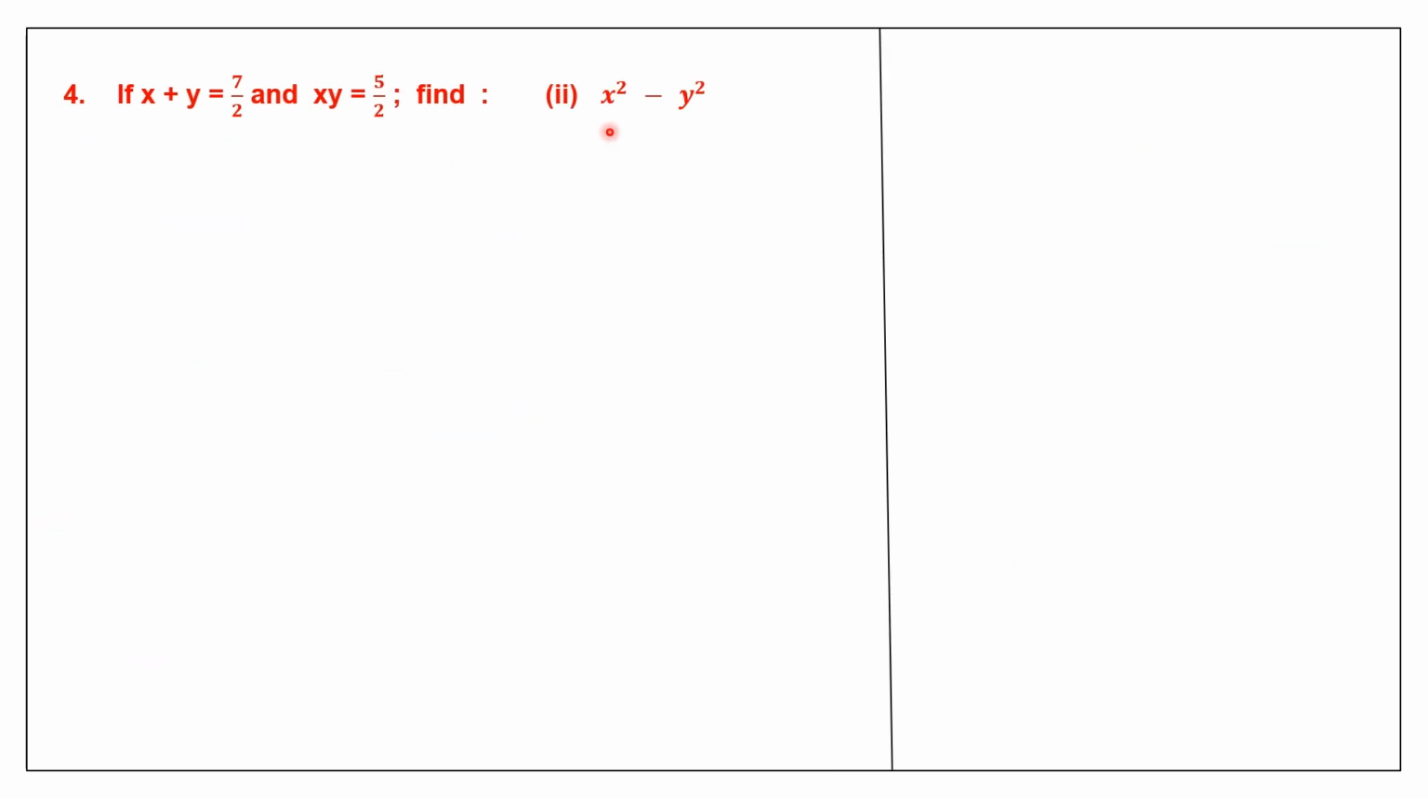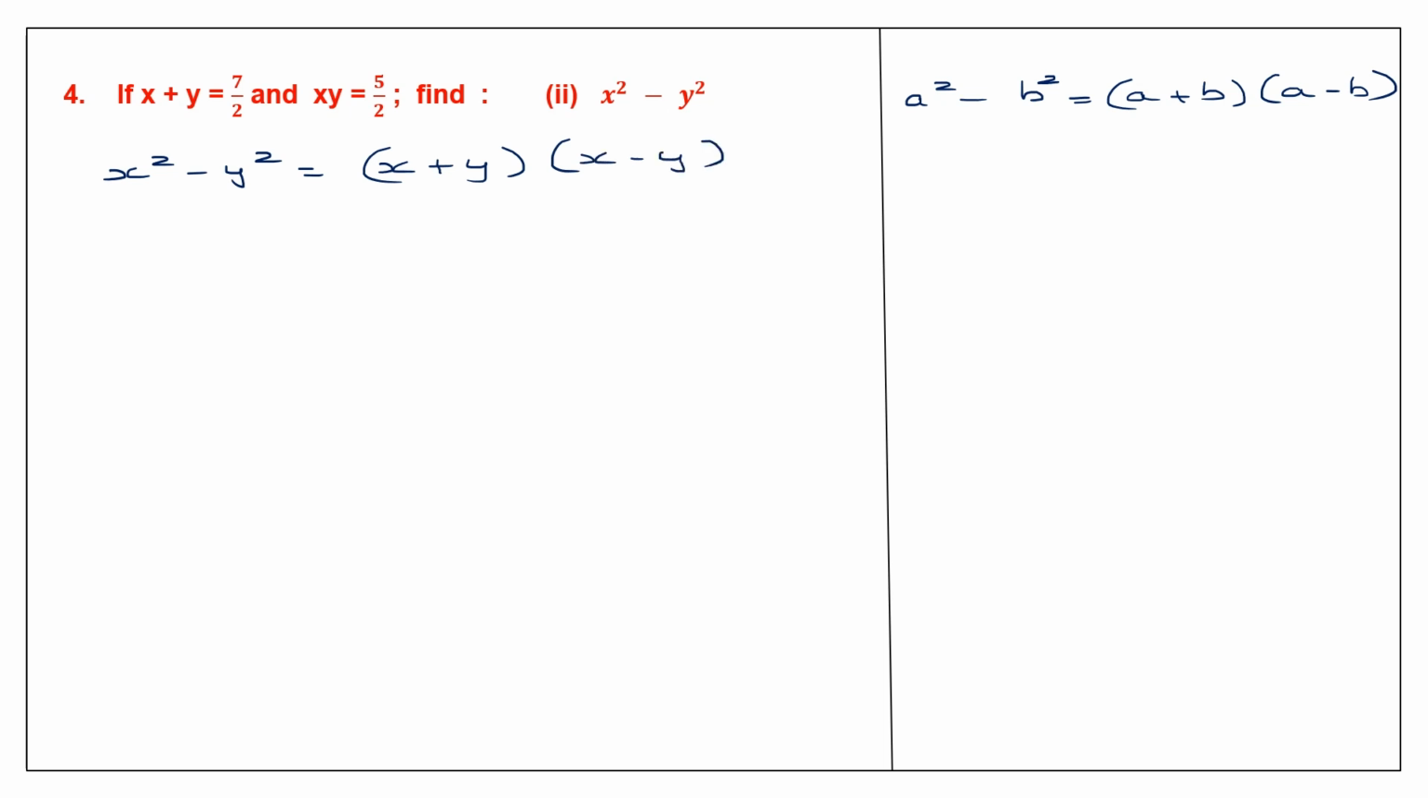Now the second part of the question is we have to find x square minus y square. This is in the form of a square minus b square. And how do we do this? a square minus b square is equal to a plus b into a minus b. This is the expansion, so we're going to apply that here also. So let's write this down. This is x square minus y square, so this is a plus b into a minus b, that is x plus y into x minus y.